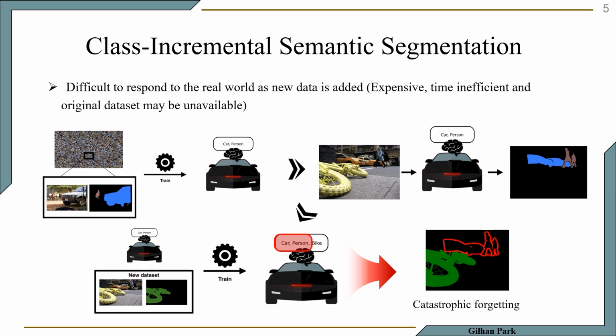This is where class incremental semantic segmentation comes in. The goal is to help the car learn new things, like a bicycle, without forgetting what it already knows about cars and people. With this method, the car can keep getting smarter, recognizing more and more things as it goes.